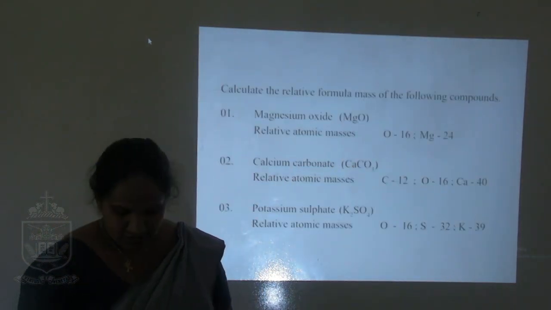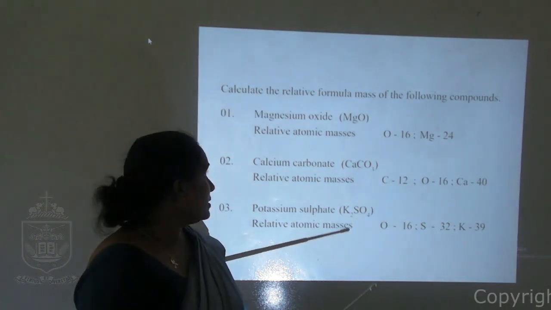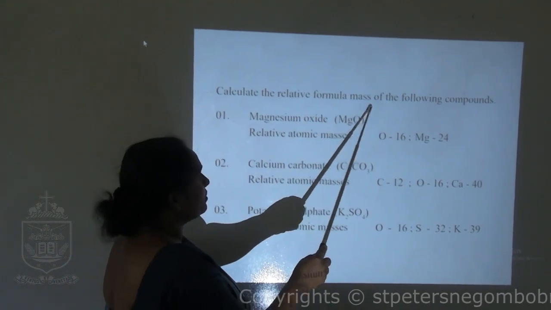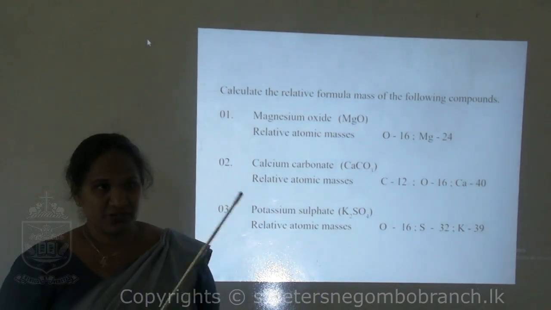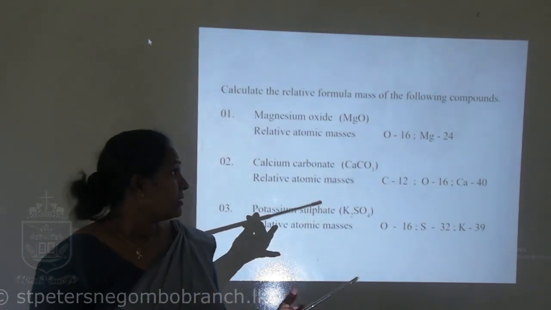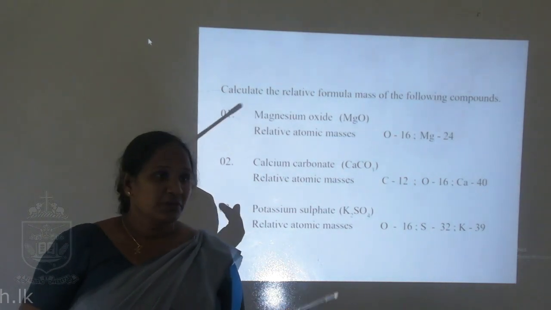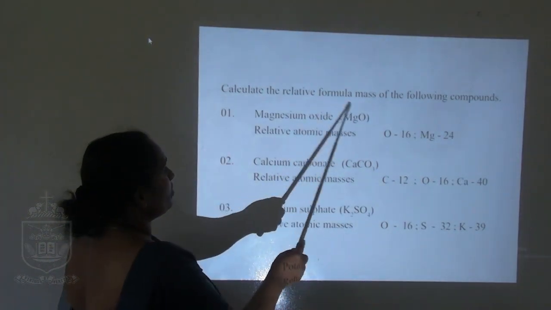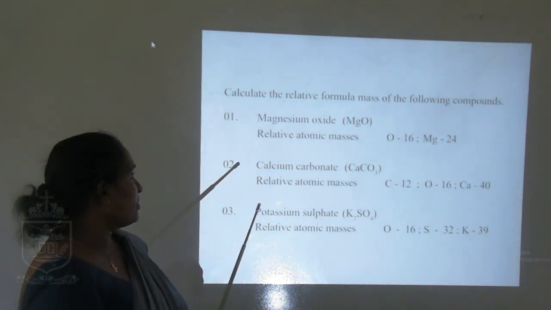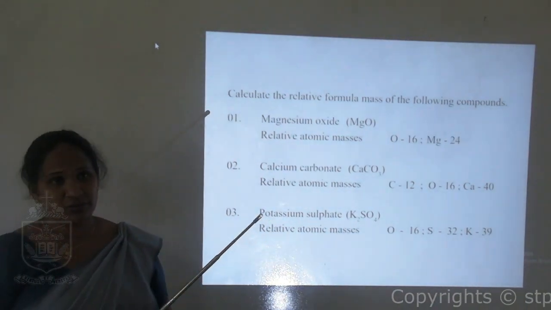Right, there are some more examples. Before we go to this example, you can see there is another name given here: relative formula mass. Now how many things have we learned? Relative atomic mass means the mass of atoms, and relative molecular mass means the mass of molecules. Now we have another name, relative formula mass, used for ionic compounds.